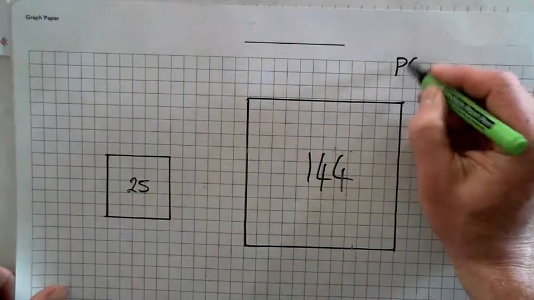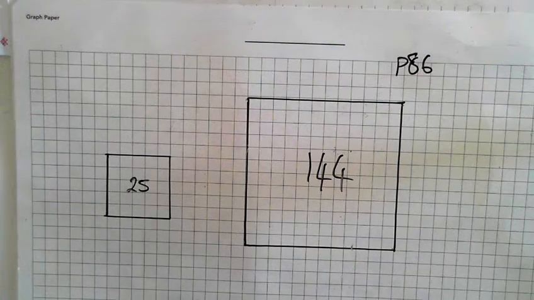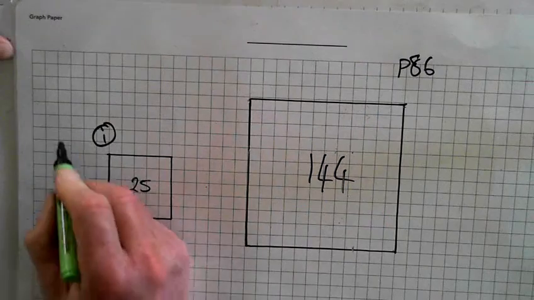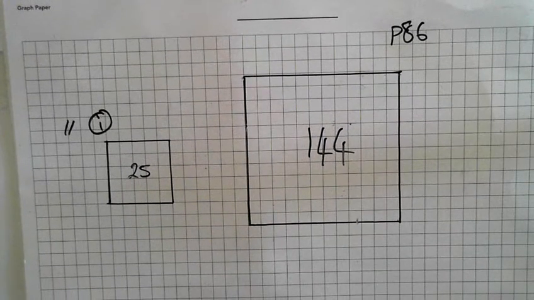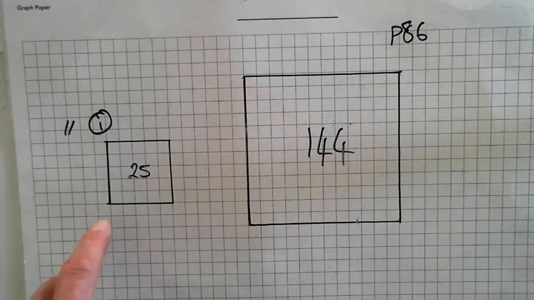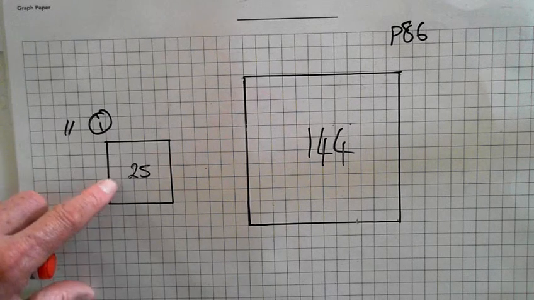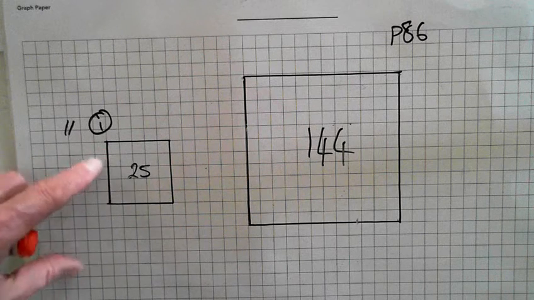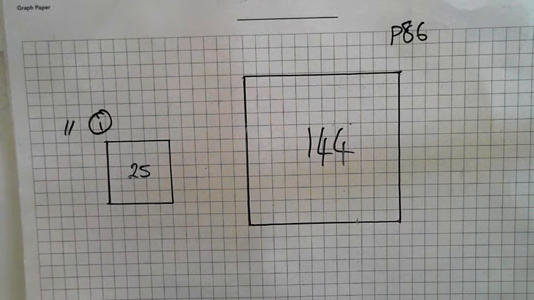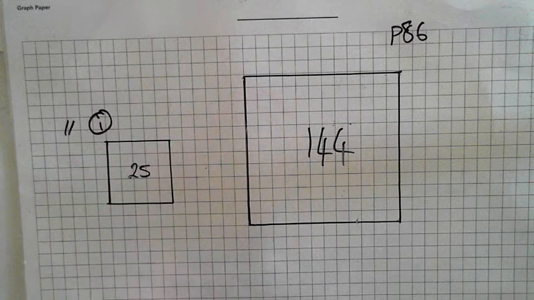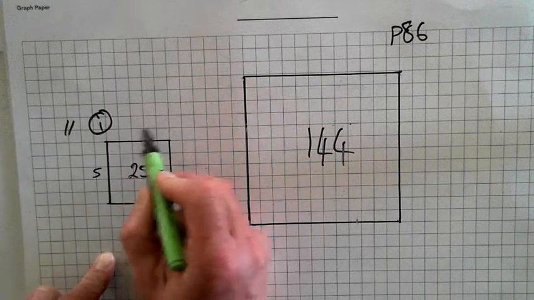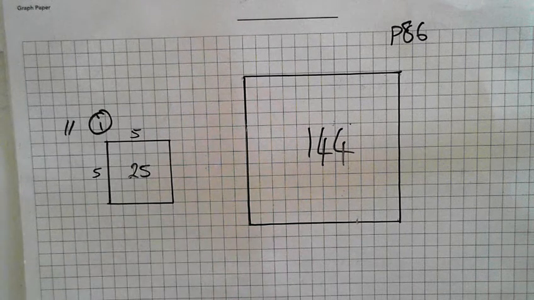And again on page 86, we have this question. This is question 11, part 1. 25 is a square number. Why do you think it's a square number? Because it looks like a square. I can make it into a square. If I count all these squares, there are 5. What's the length of the sides? 5 by 5. 5 by 5 is 25.